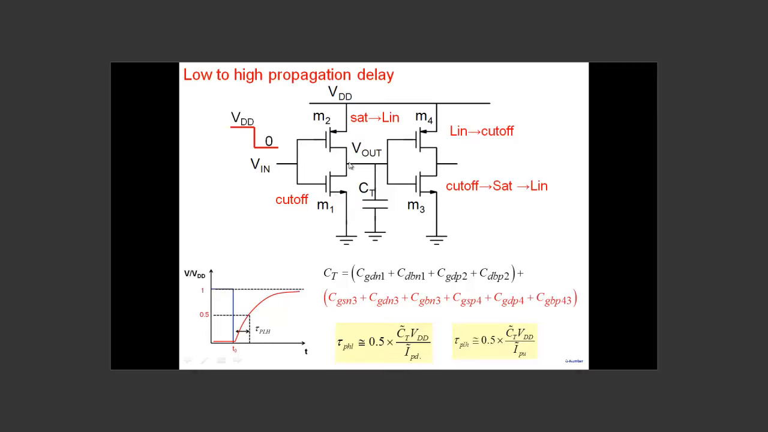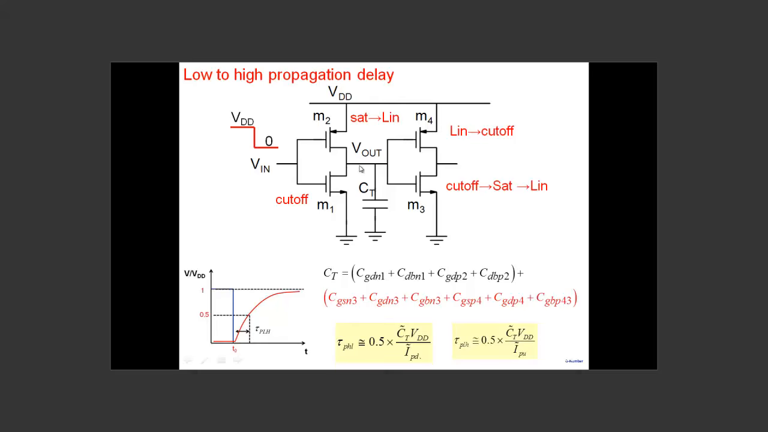And M1, if I look at it, again, this is the drain part here. So there is a gate to drain capacitance here, CGD N1. N refers to NMOS, and M1 here, CGD N1. And then this is between drain and body. Body is connected to ground, so CDB N1. So those are the two capacitances associated with M1, which contribute to this particular node.